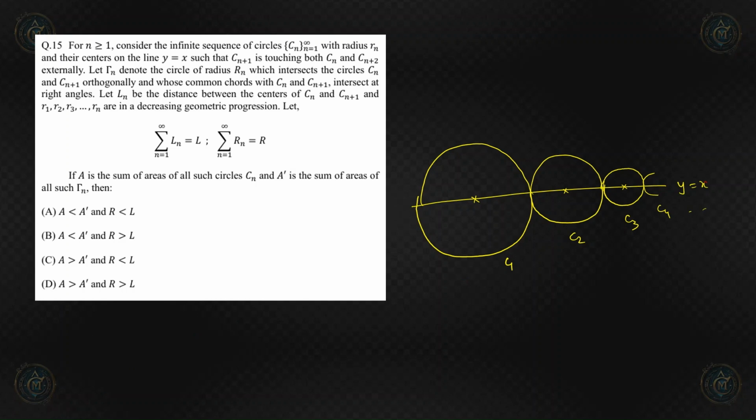Now it is said, let gamma n denote the circle of radius Rn which intersects the circles Cn and Cn plus 1 orthogonally. That means what will gamma 1 be? Its radius will be capital R1, which intersects the circles C1 and C2 orthogonally. That means gamma 1 should intersect C1 and C2 orthogonally. If we try to draw gamma 1, it may look something like this. Okay, this is gamma 1.